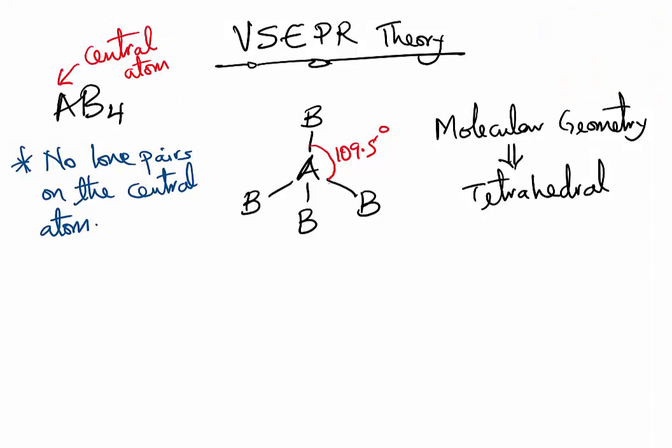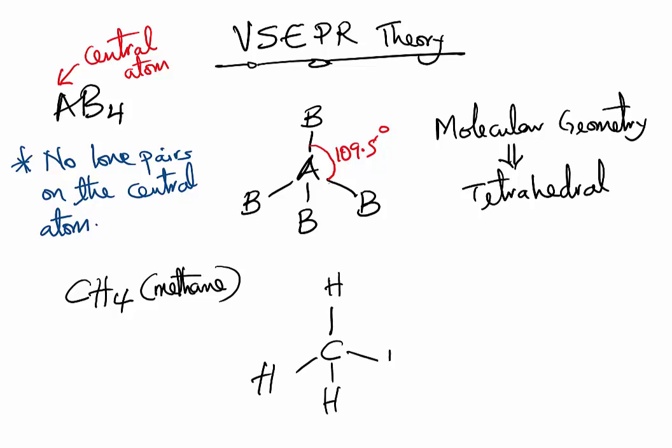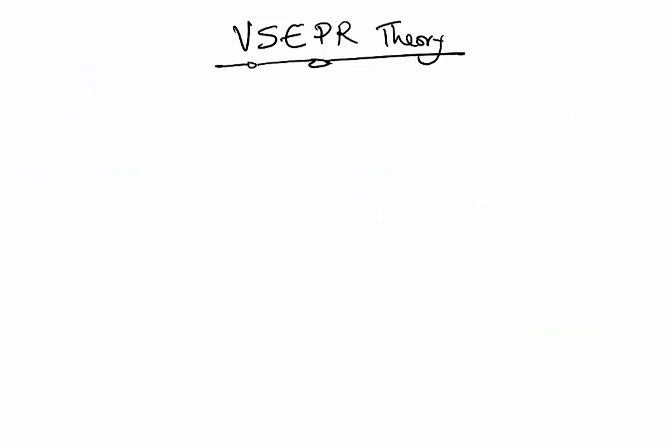An example of AB4 type molecule is CH4, which is also called methane. If you draw the Lewis structure for CH4, you should get something that looks like this. And the molecular geometry is tetrahedral. Let us now take a look at situations where we have lone pairs on the central atom. Let us take a look at a generic formula AB2E.